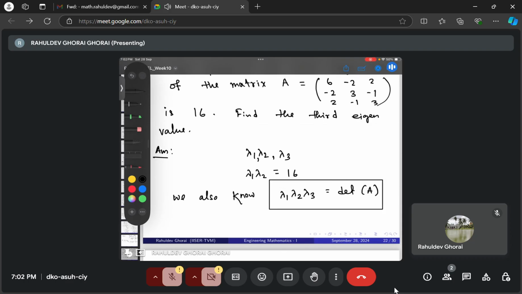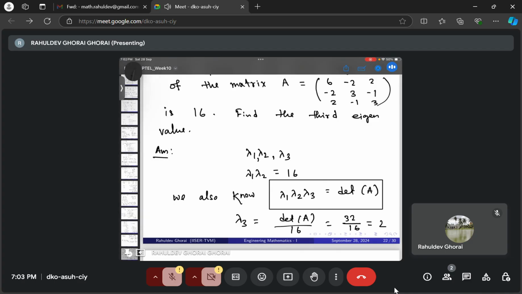Okay, so then what will happen? Lambda 3, the third eigenvalue, will be the determinant of A over 16. The matrix is given, so you can find the determinant of A. You will see that the determinant will be 32, and then you can find the other eigenvalue. So given two eigenvalues, you can find another eigenvalue if you know the determinant. You don't need to do all the calculation, because in this case the characteristic polynomial will be a third degree polynomial, right?